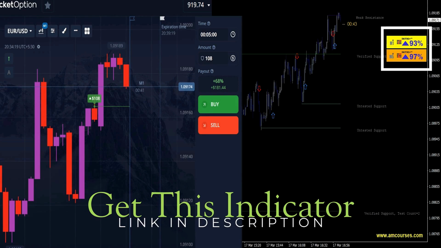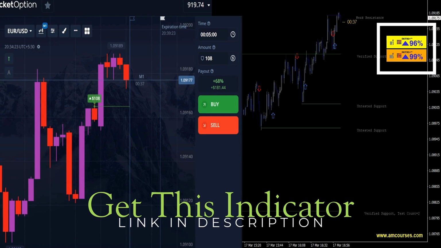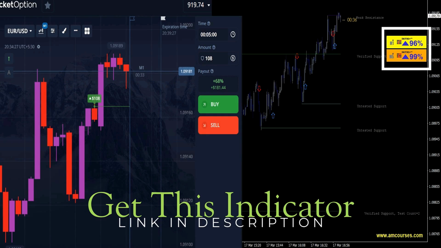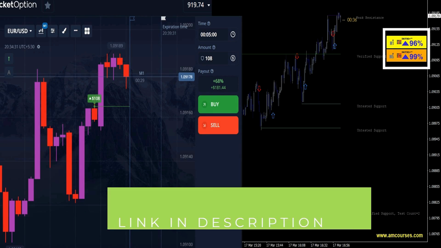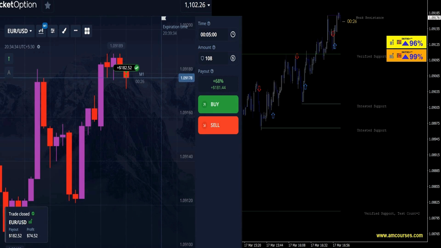Important reminder: before using this indicator on a real account, test it on a demo account first. Use it on a real account only when you're fully confident in how it works. If you're ready to see this indicator in action, let's move to the live trading examples.